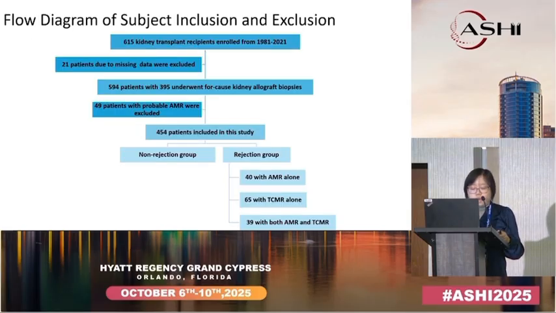This flow chart shows how we arrived at our analytical cohort. We started with initially 615 patients, and 21 of them were excluded due to missing data, leaving 594 patients. There were 395 patients who underwent a for-cause biopsy, and 49 patients were then further excluded because, as per the most recent Banff clarification 2022, they are reclassified as probable AMR, so we excluded them just to avoid a mix-up. For the remaining 54 patients included in the study, we have 40 patients with antibody-mediated rejection alone, 65 patients with T-cell-mediated rejection, and 39 patients with both of them.